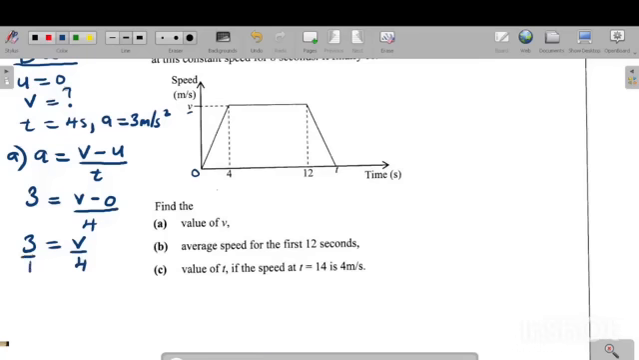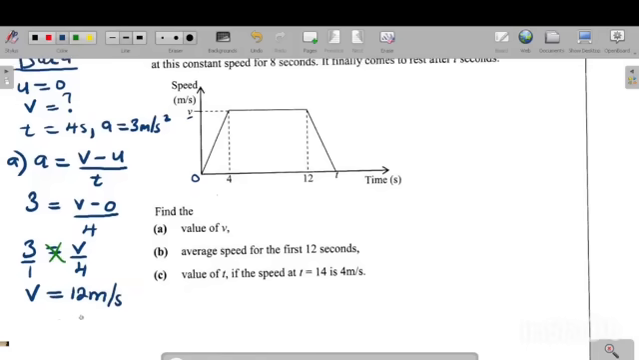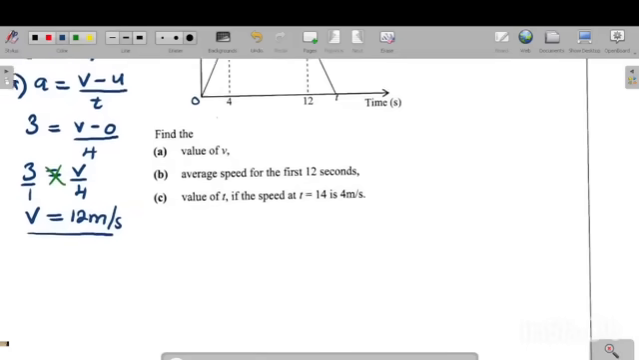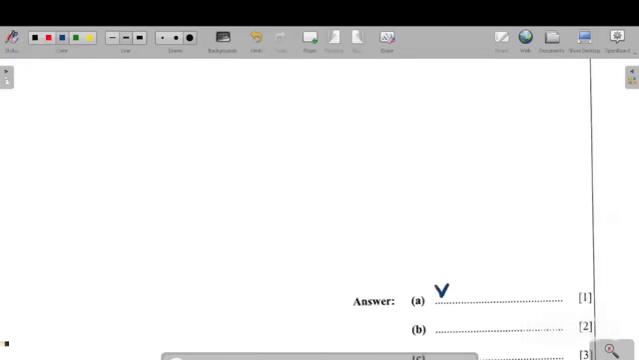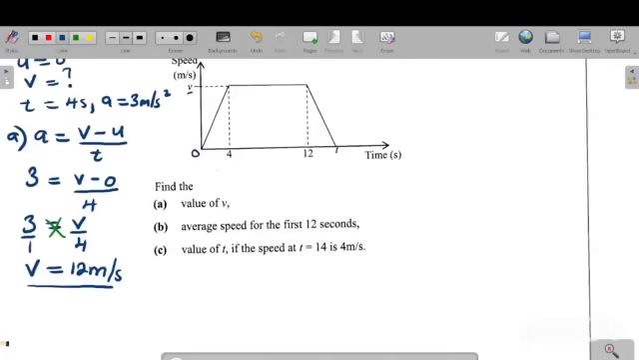Okay, so we can cross multiply here, and then we are going to have 1 times v is equal to 3 times 4, which is 12 meters per second. So the value of v is 12 meters per second. So you can even write it down here and say v is equal to 12 meters per second. All right.